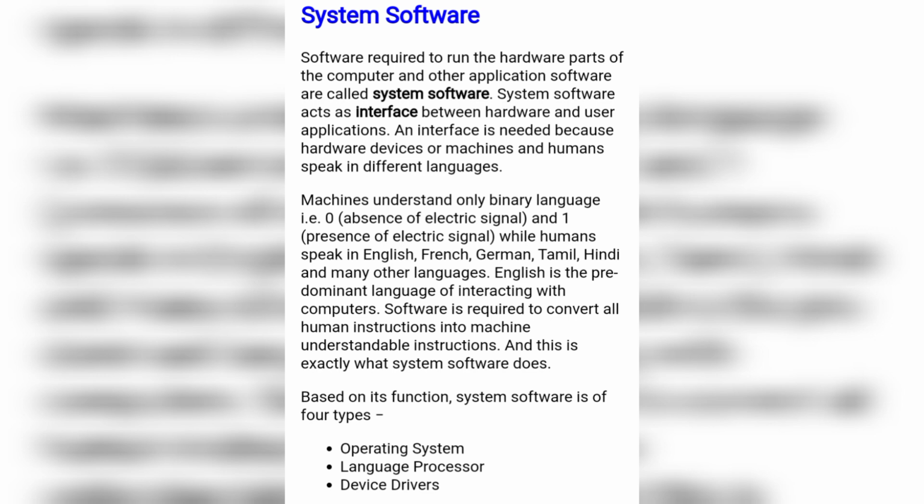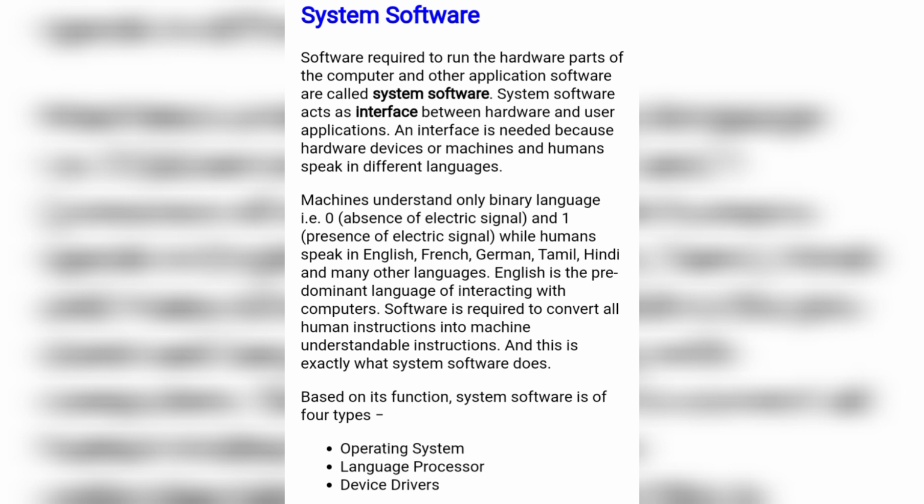System software. Software required to run the hardware parts of the computer and other application software is called system software. System software acts as an interface between hardware and user applications. An interface is needed because hardware devices or machines and humans speak in different languages.